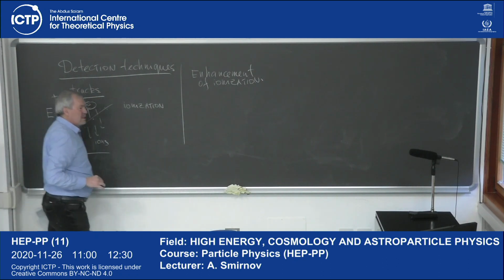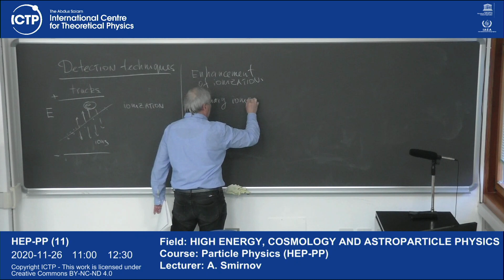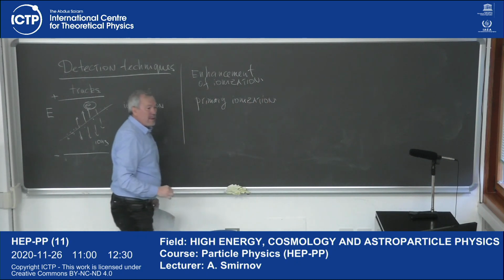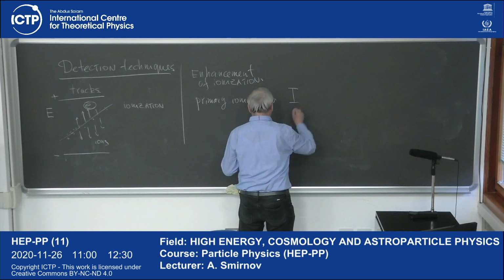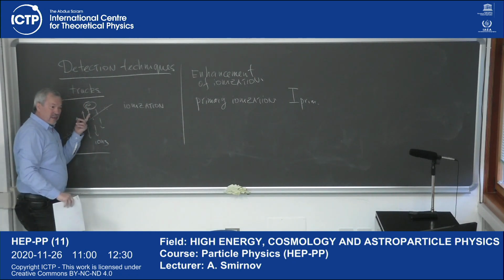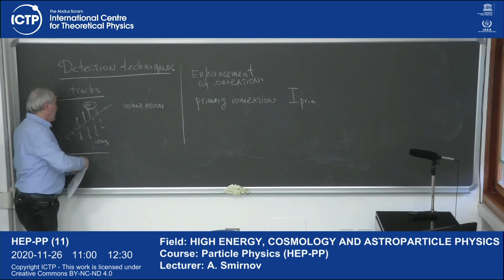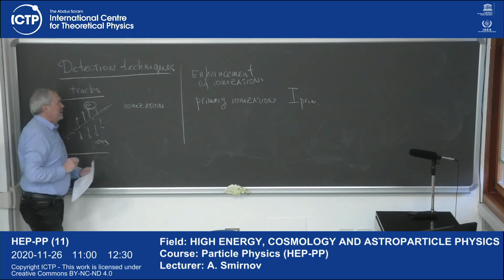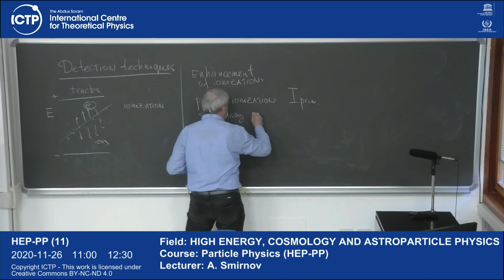So you have primary ionization, which is produced by the particle you are studying. So let me denote this, I primary. And there is secondary ionization, which is produced by the particles from the first ionization, when they move, accelerate, and hit other atoms and molecules in the medium. So they produce ionization in wider space. So secondary ionization.